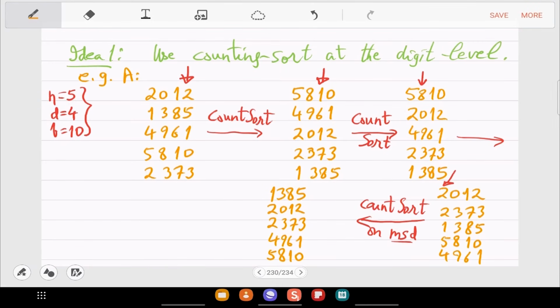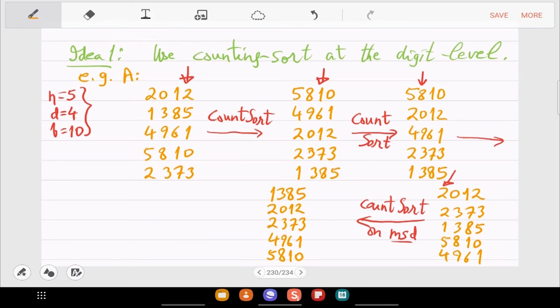So this is called radix sort. All you are doing here is a single for loop, which goes from least significant digit to most significant digit, and then using that as key, it is calling count sort. Right? So it's a very simple pseudocode.